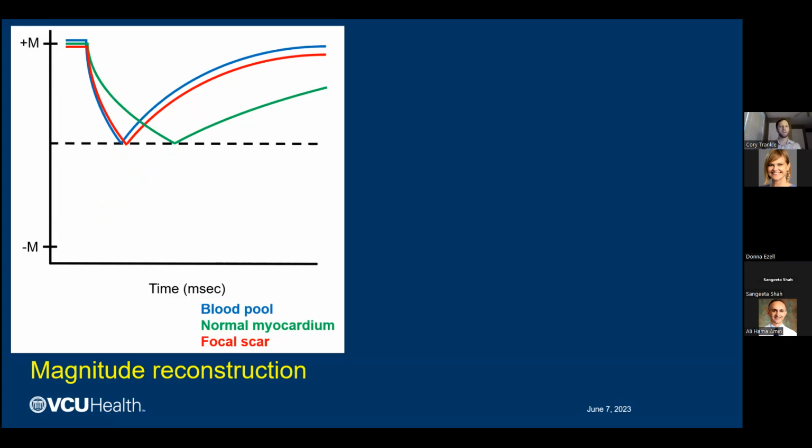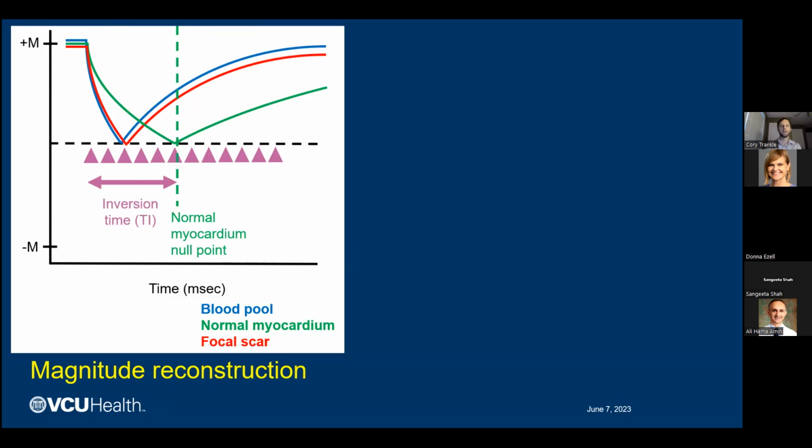It can be hard sometimes when there's an endocardial lesion to distinguish between the blood pool and the lesion itself. You can take the absolute value of those, and so this is a magnitude reconstruction. What we do is we take an inversion pulse, and then we take pictures and try to identify where the normal myocardium nulls. The time between the inversion pulse and that normal myocardium nulling becomes your inversion time.